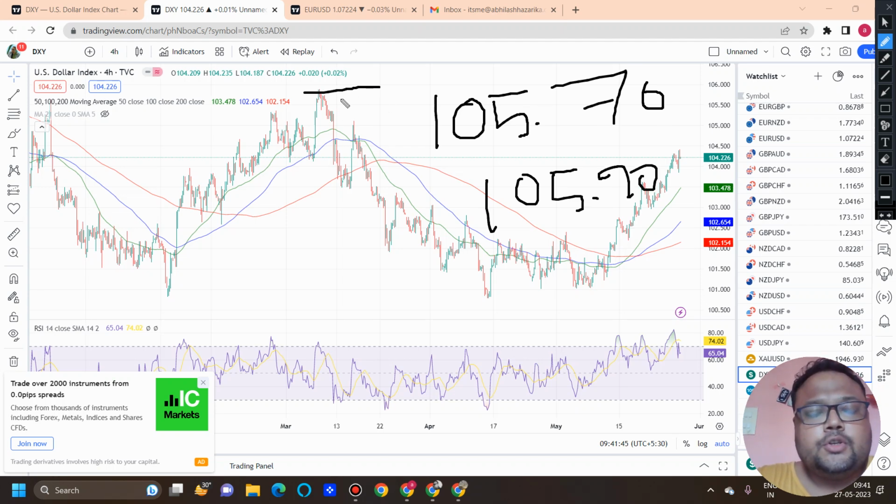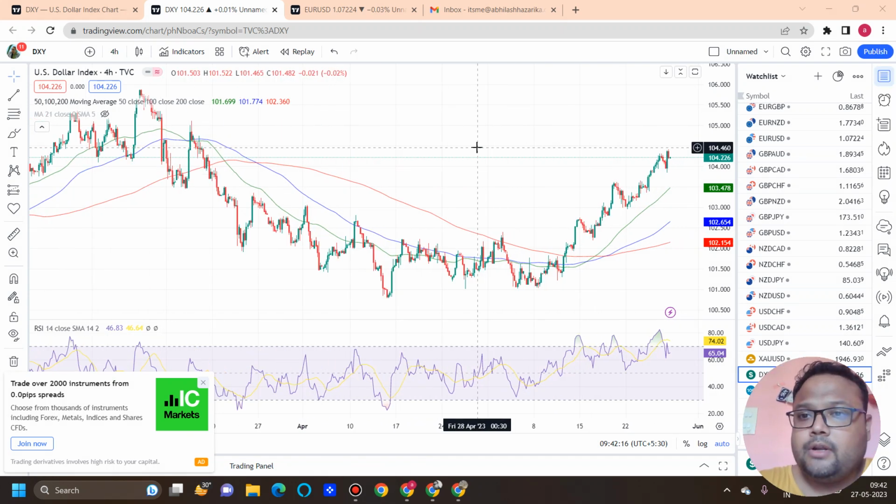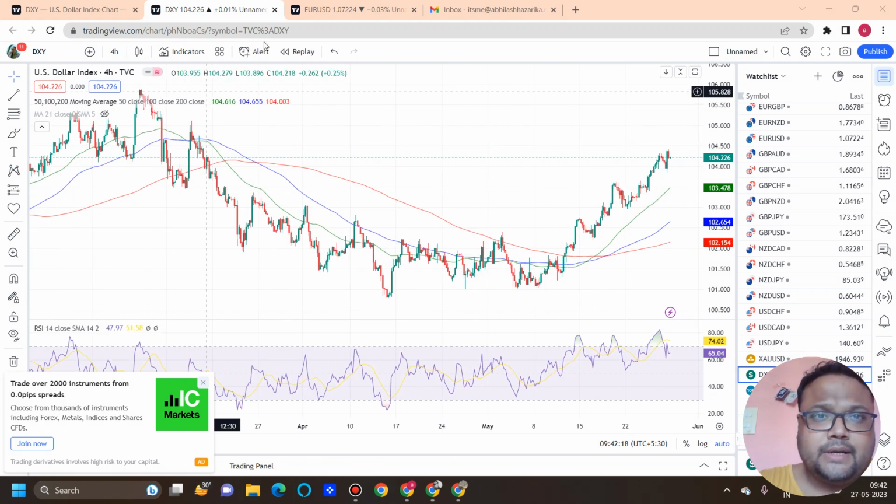105.90. So till this level you can definitely consider DXY to remain bullish, which means that there is a further possibility of fall on the chart of Euro USD. So if the recovery on the dollar continues till 105.70 to 105.90, then obviously Euro USD will show further downside. So let's wait and watch how the market reacts and opens on Monday.